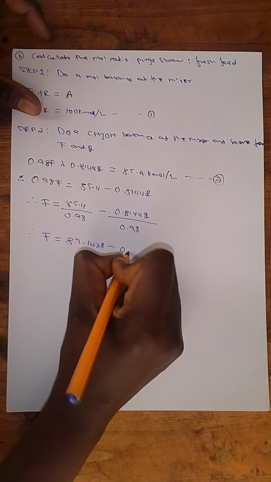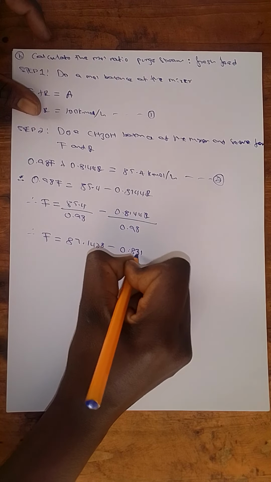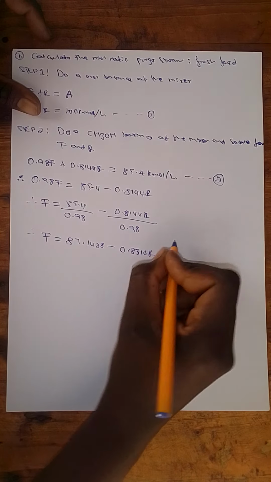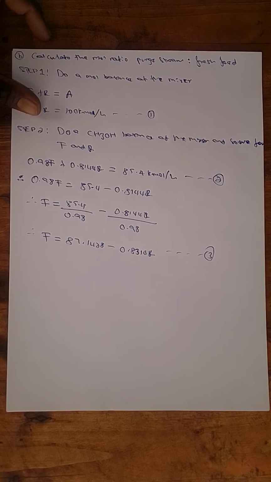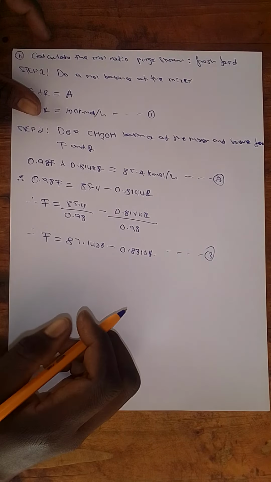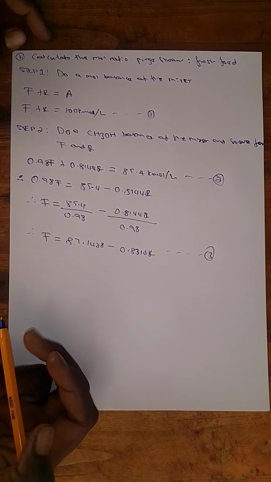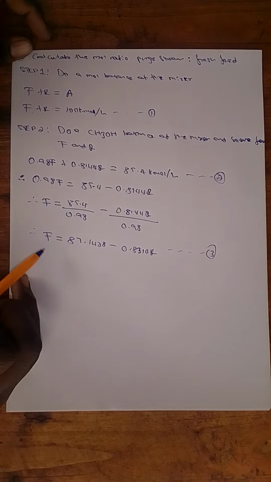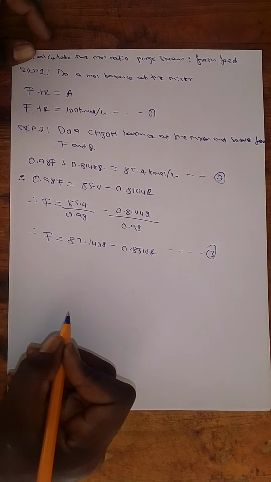I can name this the third equation, but it's basically the second simplified, and it's easy to work with this one. Now that we have two equations and two unknowns, remember in step one we have the equation in terms of F and R, and we have another here in terms of F and R, so we can do simultaneous equations and solve for F and R.